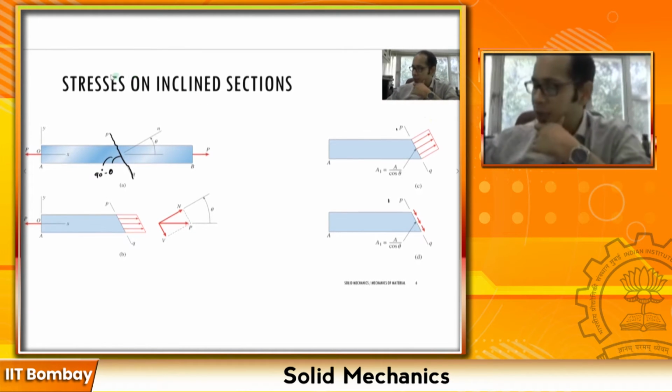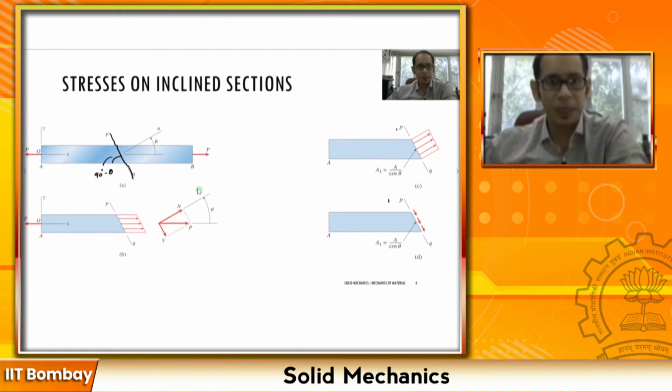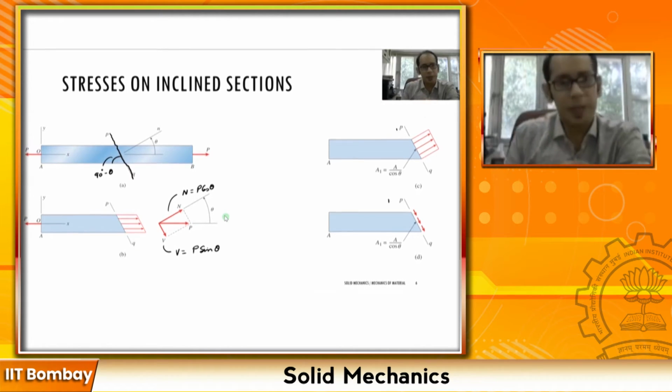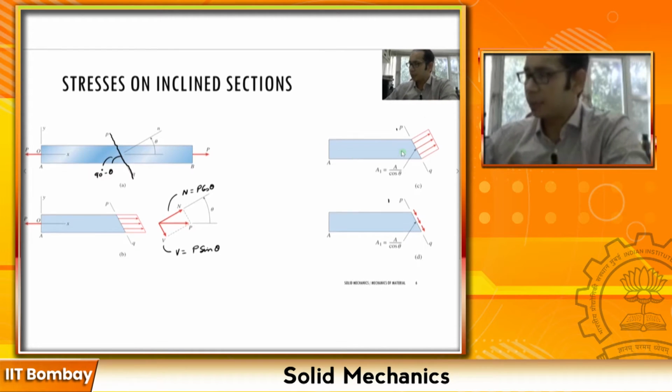Now, as we saw in the previous slide, we have this force P, which has been split into N, the normal component, which acts normal to that plane at an angle of theta, and the shear component V. So as you can tell, if this angle is theta, my N equals P cosine of theta, and V equals P sine of theta. Simple.